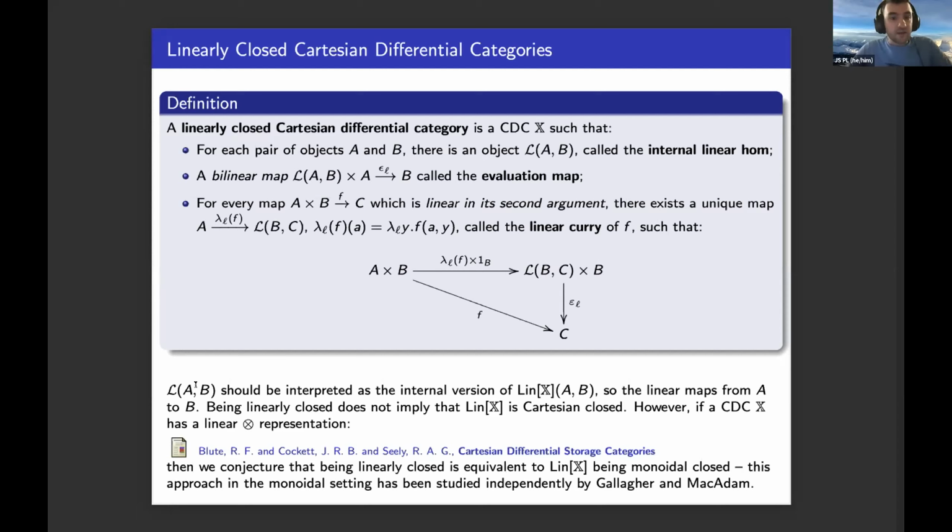Also, the internal linear Homs interpret the internal version of the linear maps from A to B. And I'd also like to stress that this does not mean that the subcategory of linear maps is Cartesian closed. However, there is a notion of a CDC having a linear tensor product, and this is studied by Blute, Cockett, and Seely. And I conjecture, and I think it's a one-step proof, that being linearly closed in the setting of having a linear tensor product is equivalent to the subcategory of linear maps being monoidal closed. And this approach was studied by Gallagher and McAdam independently.